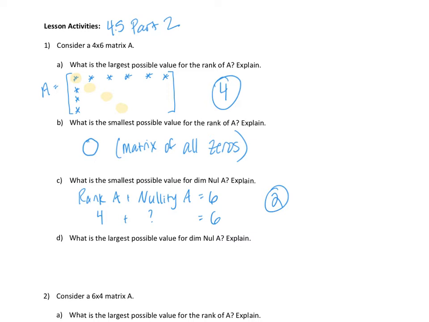So the smallest the nullity could be is 2. The largest the nullity could be would happen when the rank is the smallest possible. So rank plus nullity has to equal 6. When the rank is the smallest possible, 0, plus what equals 6, that means the largest possible value for the nullity of A is 6.